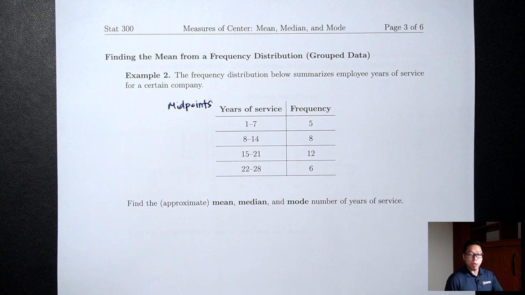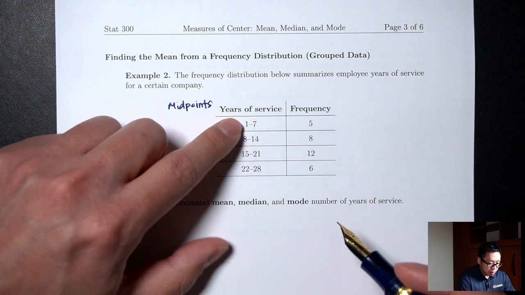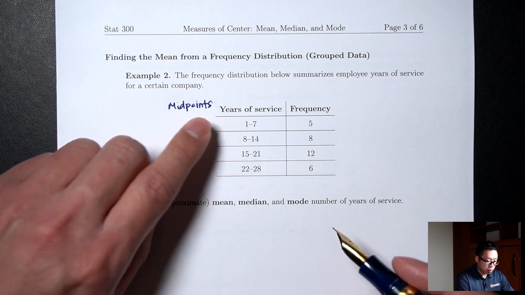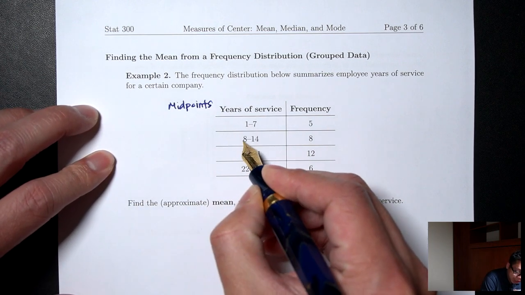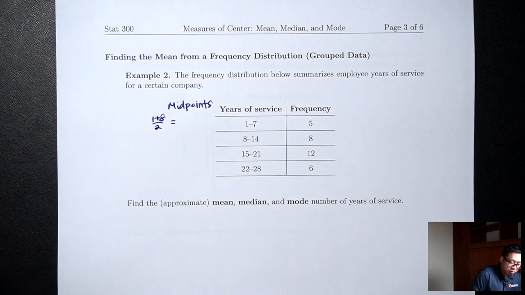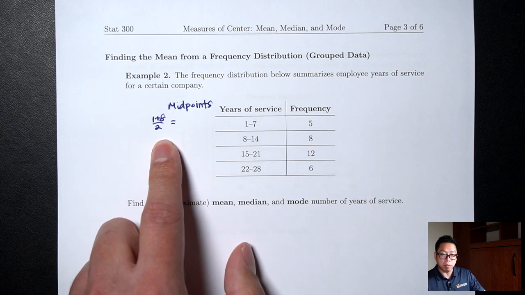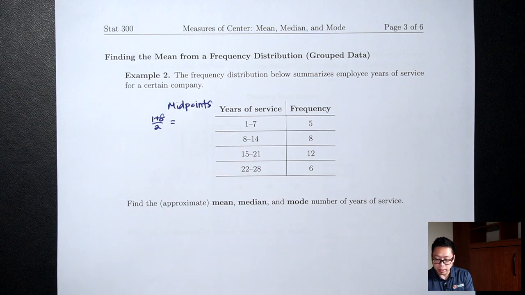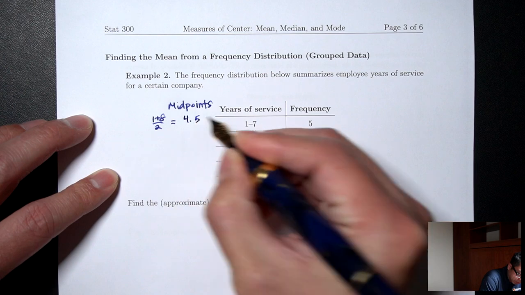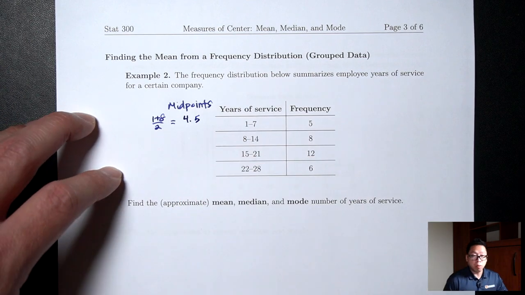And just as a reminder, the formula for finding midpoints is the lower plus the next lower, divided by 2. So our first midpoint will be 1 plus 8 divided by 2. Type it in exactly like you see it on your calculator. Up top, 1 plus 8. On the bottom, 2. 4.5. That's the midpoint that goes with the first range.